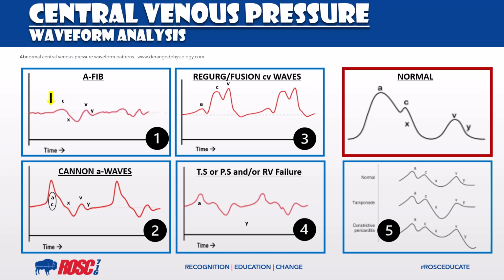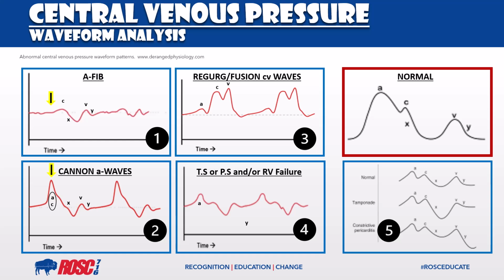This tells us that the atria is not contracting and can indicate atrial fibrillation. Let's take a look at window 2. We're seeing what we call Cannon A waves. It's where the A and the C wave hit at the same time. We can see this during heart block. We can also see it during some forms of cardiac pacing. To me, the atrial contraction is mistimed or desynchronous.